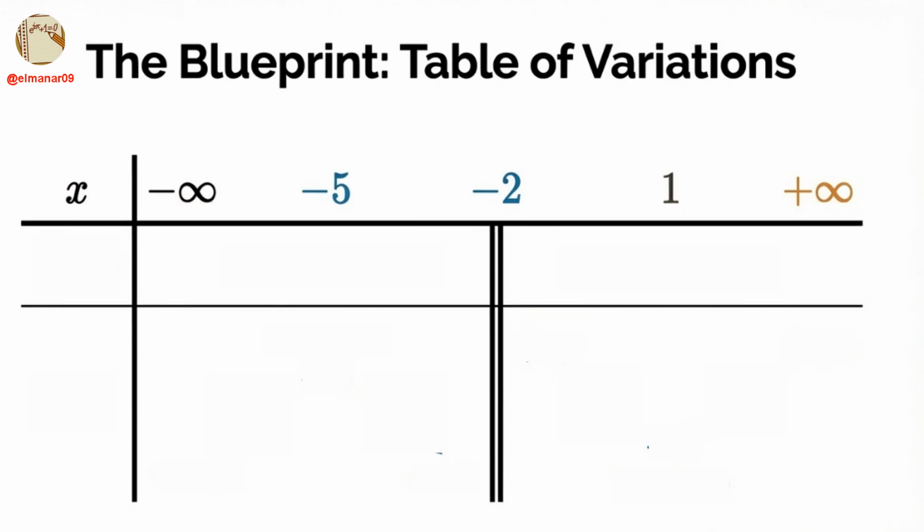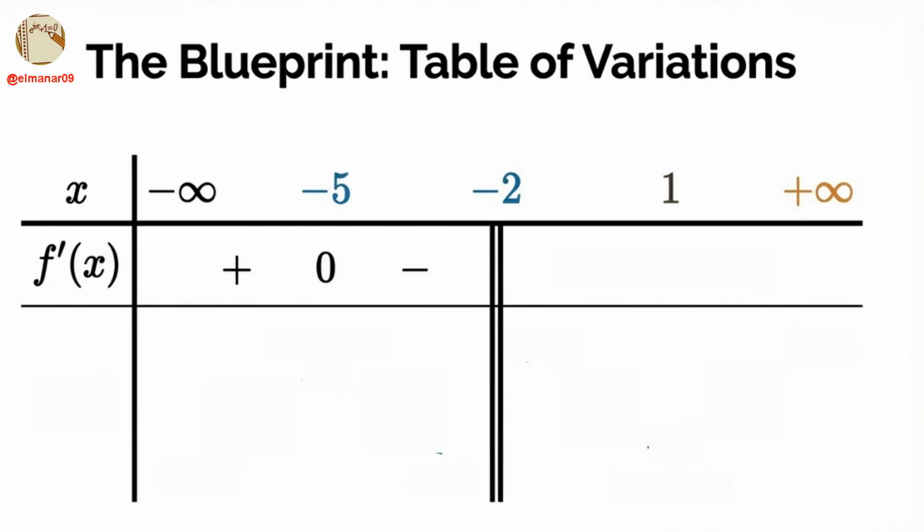Now pay close attention to that double vertical line at x equals minus 2. You see that? That's a no-go zone, my friends. That tells us the function is not defined there. It's a break in the road, likely a vertical asymptote. We don't touch that line. Next row, f prime of x, the derivative. This is the engine.